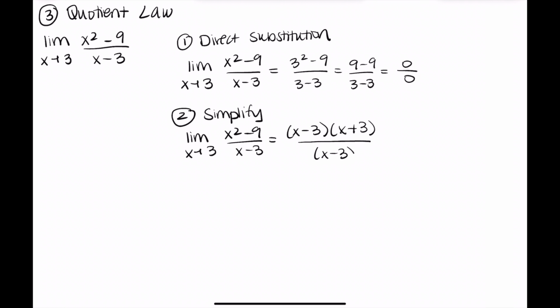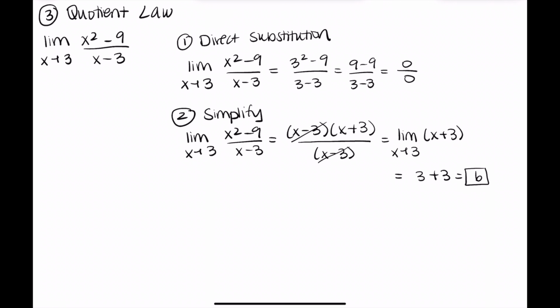When we go ahead here, we can see that there is a hole. We'll go ahead and cancel out the x minus 3's top and bottom, and we're left with the limit as x approaches 3 of x plus 3. And now we can go ahead and plug in the 3. We know that 3 plus 3 just gives us 6. So our answer for number 3 will be 6.